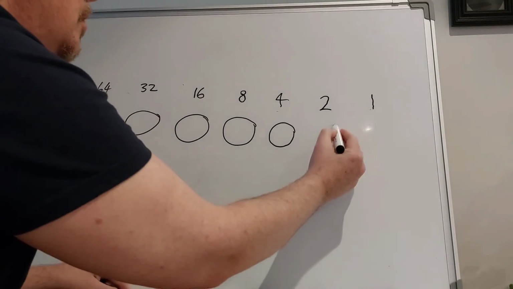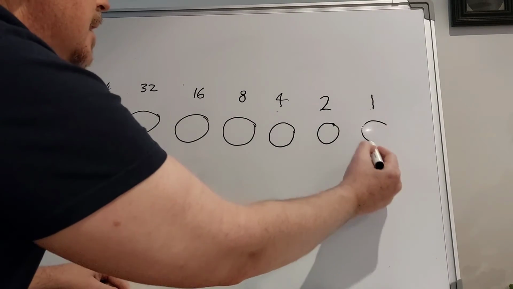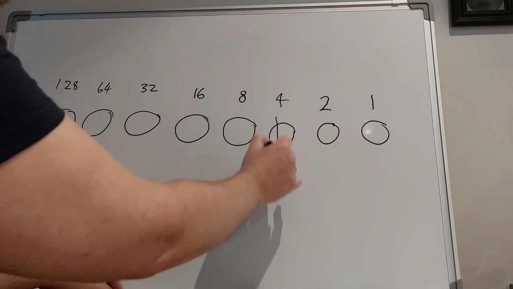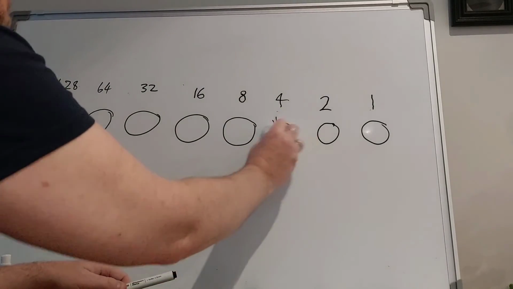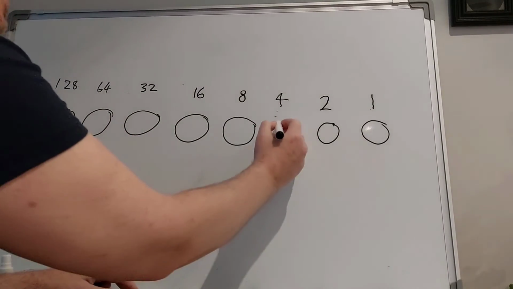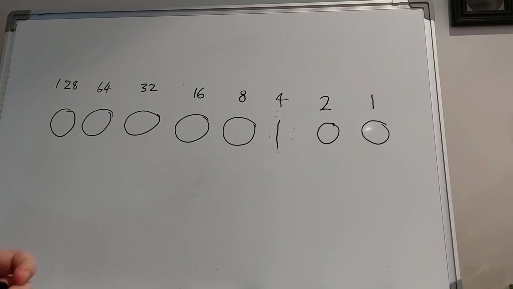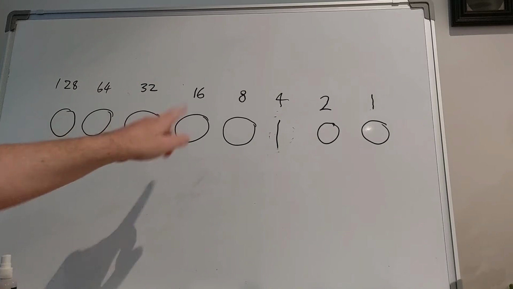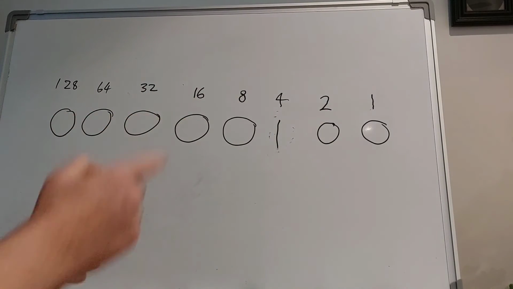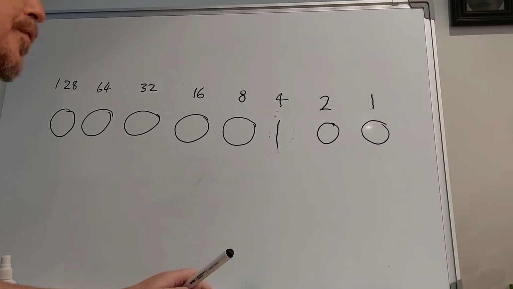How do we get to 4? That's pretty easy. We can see there's a 4. We turn that on, and that's 4. So basically, that is how we write 4 in binary. 0, 0, 0, 0, 0, 1, 0, 0. That's 4. How do we do 5?